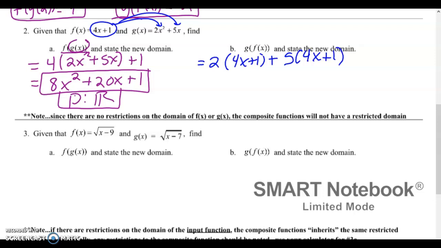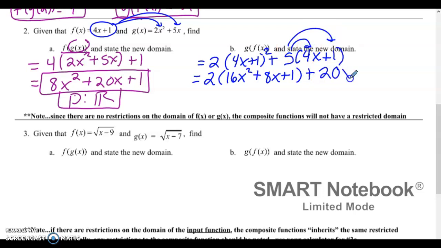When I do g of f of x, I'm going to plug 4x plus 1 in twice. And so now where this is 4x plus 1 squared, that means I need to actually distribute that out. And that's going to leave me with 16x squared plus 8x plus 1. And then here I can distribute that right away.